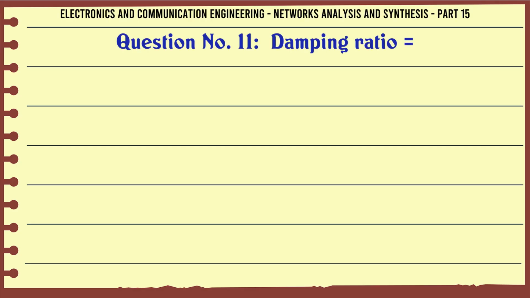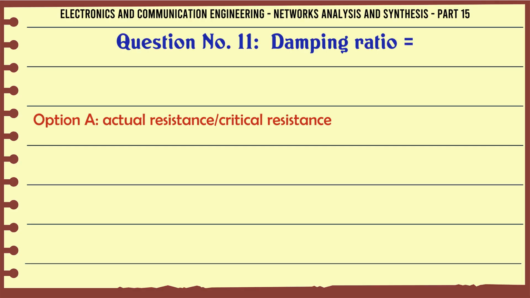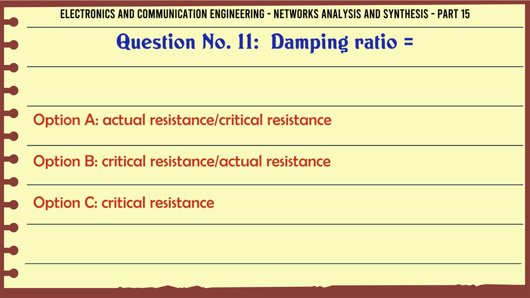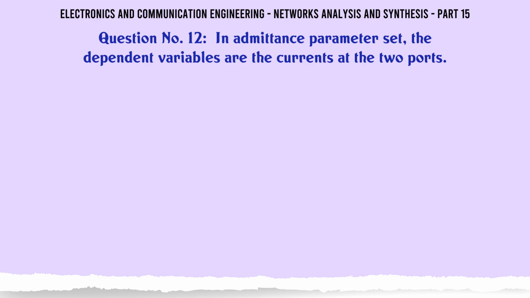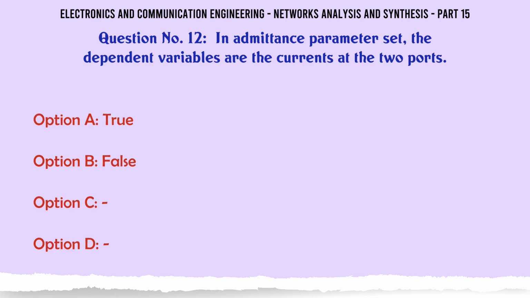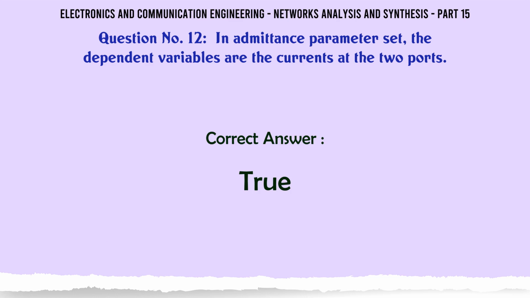Damping ratio: A: actual resistance over critical resistance, B: critical resistance over actual resistance, C: critical resistance, D: none of the above. The correct answer is actual resistance over critical resistance. In admittance parameter set, the dependent variables are the currents at the two ports. A: true, B: false. The correct answer is true.